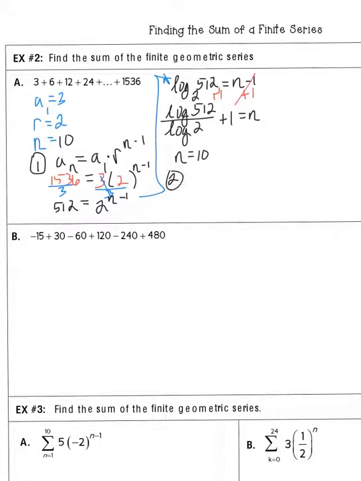So then step 2, I can just plug into the formula. My sum of 10 terms is equal to my first term, 3, times 1 minus r, which is 2, raised to the 10th power, all divided by 1 minus 2. So s sub 10 is going to equal 3069.